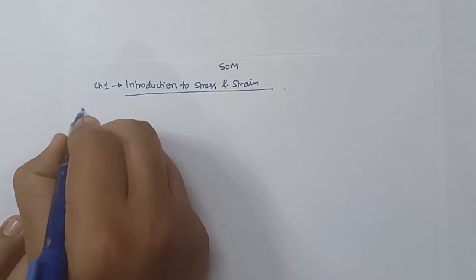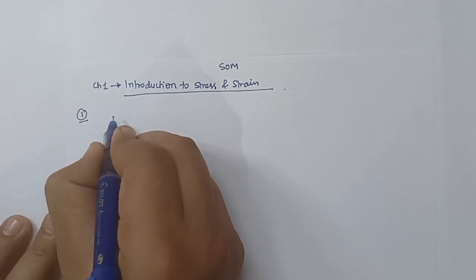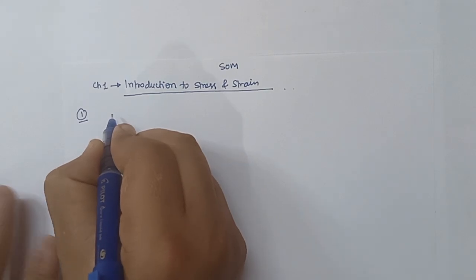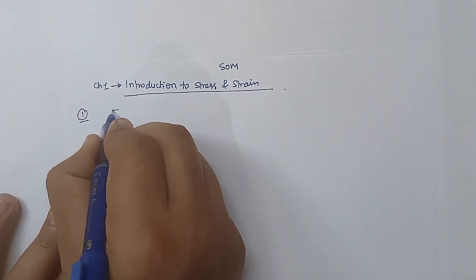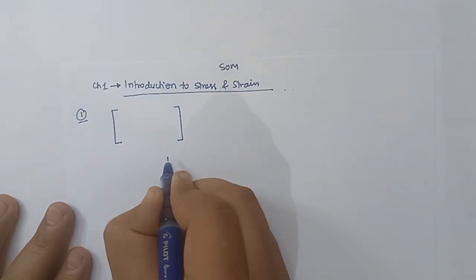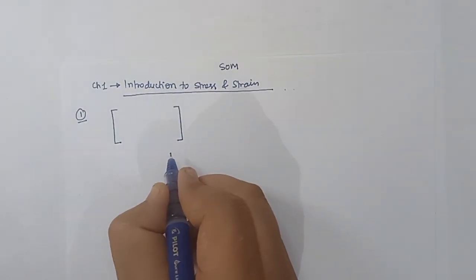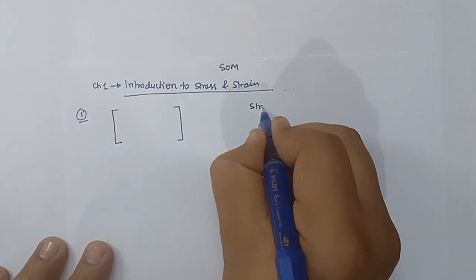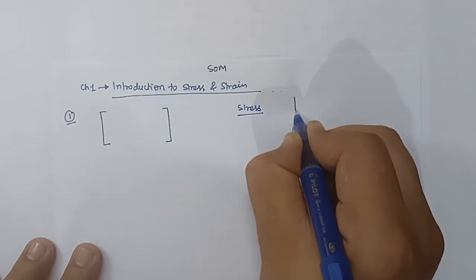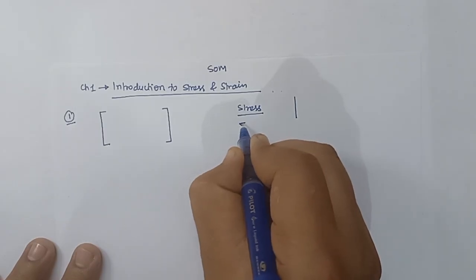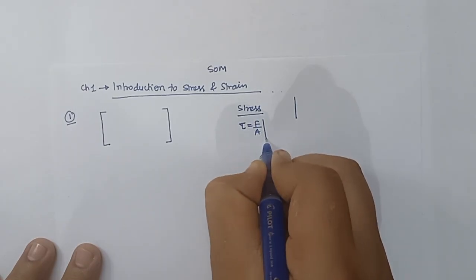First thing, we have a matrix representation of stress. Matrix representation is something like this. In this we are going to represent the stress. As we know, what is stress? Stress is represented by tau, that is force per unit area.